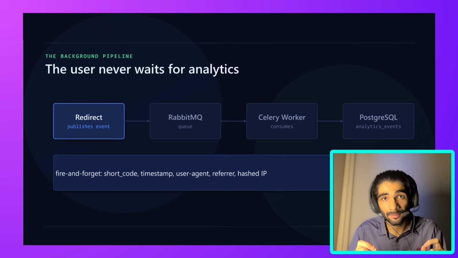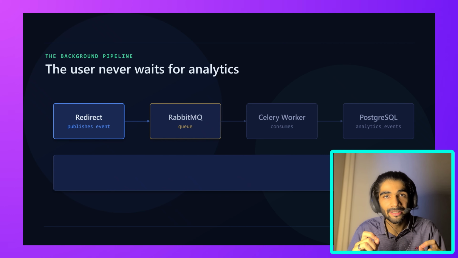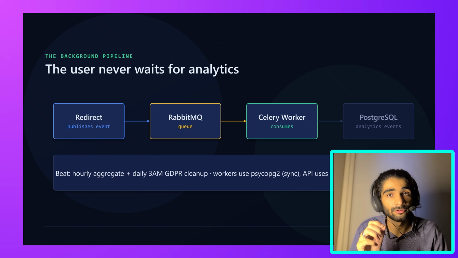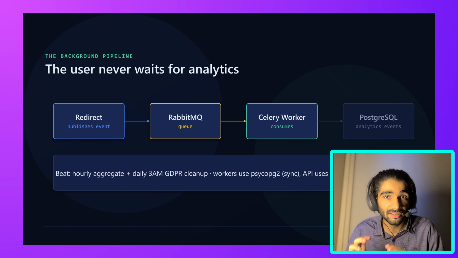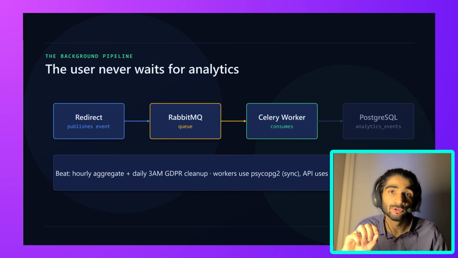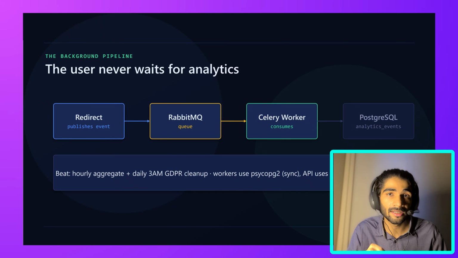Alright. Let's talk about the background pipelines. Every redirect publishes a click event to RabbitMQ. The redirect handler doesn't wait for the analytics, it just moves on and throws the event in the queue. That event contains the shortcode, timestamp, referrer, and hashed IP. Celery workers are sitting there listening to this queue. When an event comes in, a worker consumes it and puts that into the analytics table. If that fails, the event is pushed back to the queue so it can be re-consumed.